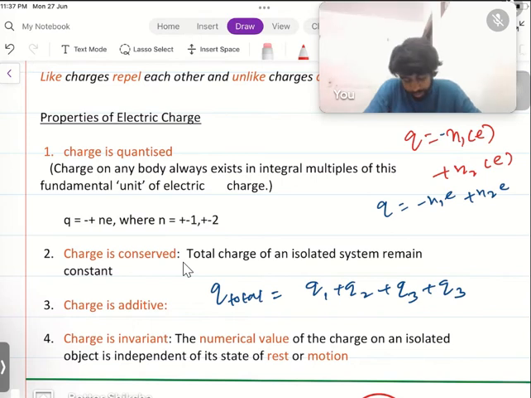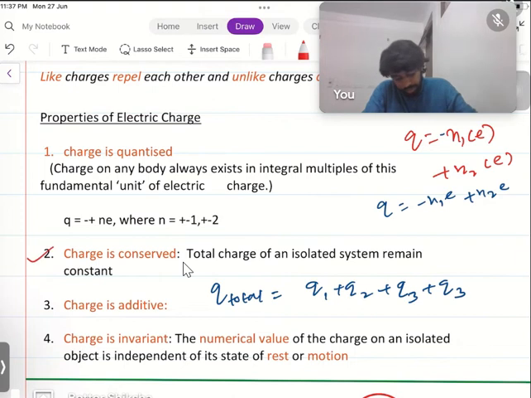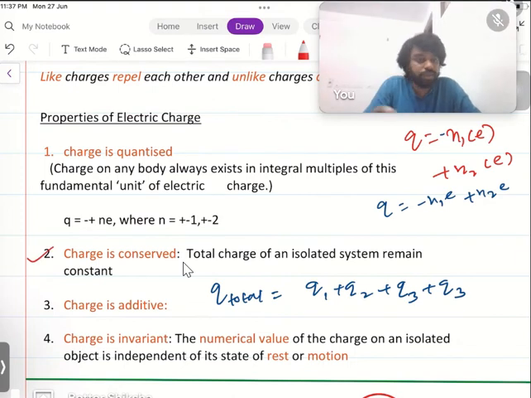The second property of charge is that charge is conserved, right? That means the total charge of any isolated system remains constant. Nobody can create a charge nor destroy a charge. So charge is always a conserved quantity.